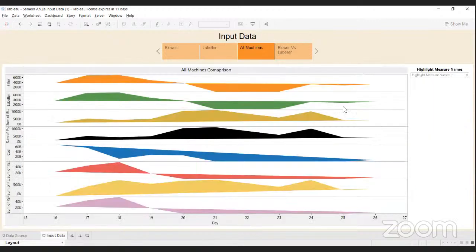Right, so this one talks about the performance of all the machines. We have come out with inferences that a few machines have similar performance. I think we spoke about these two machines, filler and labeler. We also spoke about CO2 having a downtrend performance. We also spoke about the blower and preform, these both machines performing a little similarly. So this is how the machines are performing.